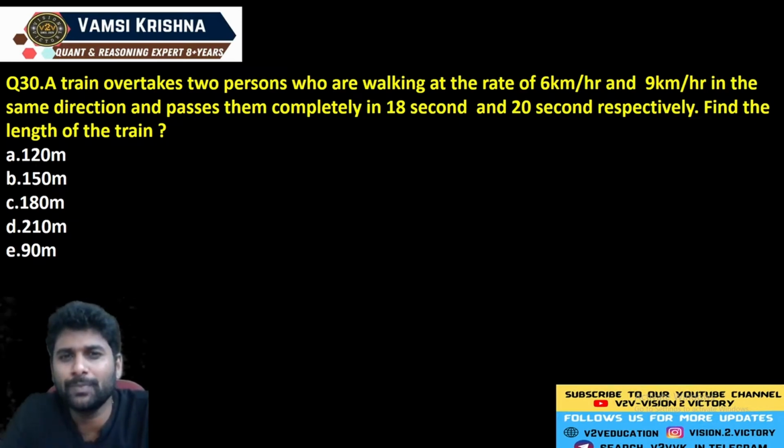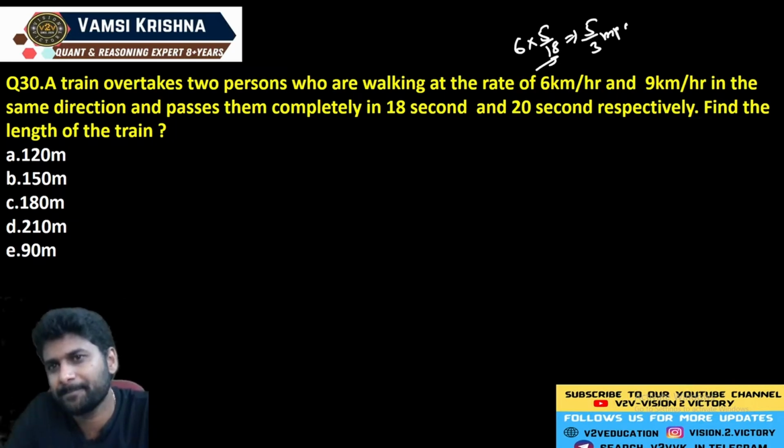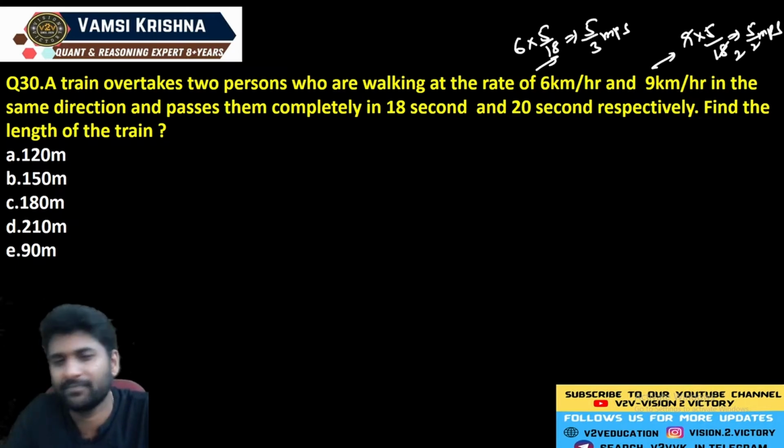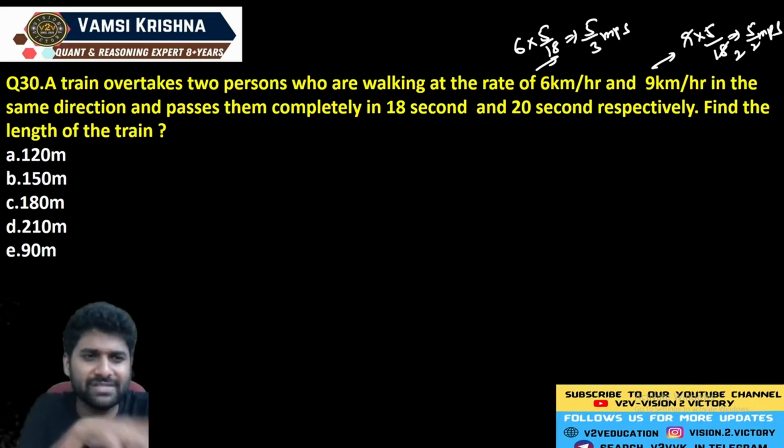A train overtakes two persons who are walking at the rate of 6 kilometer per hour and 9 kilometer per hour. First convert it into meter per second. 6 is multiplied by 5 by 18, which gives 5 by 3 meter per second. 9 is multiplied by 5 by 18, which gives 5 by 2 meter per second. Why? Because most of the data which is available is in seconds and meters, right?